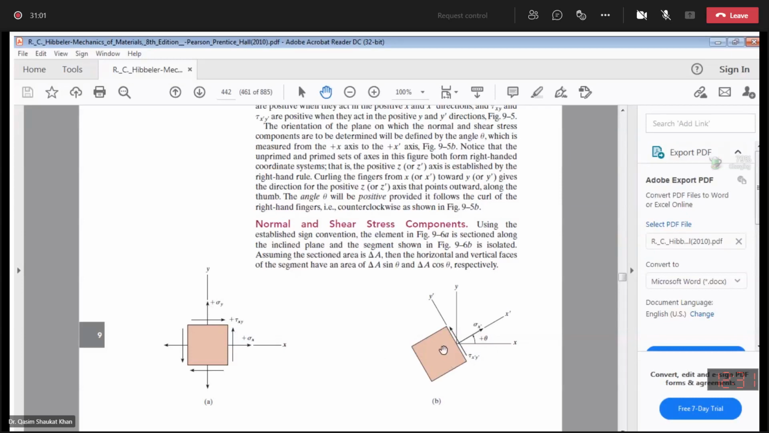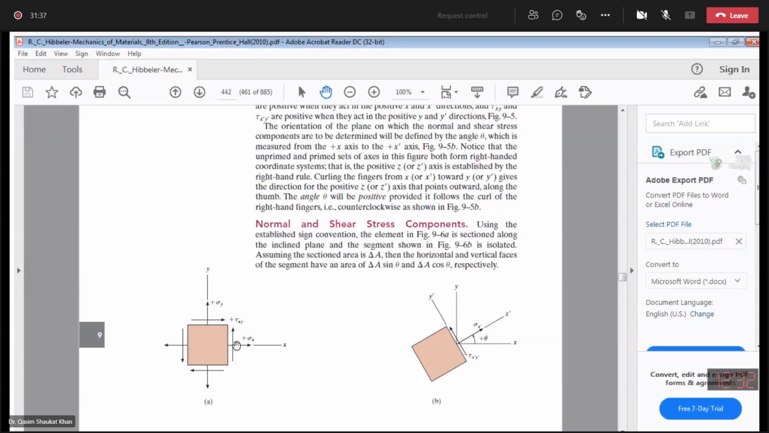Then this is now the condition which we want to study. Now you can see that your x dash axis is oriented at an angle theta with respect to x axis. Now I want to calculate normal stress about x dash axis. I want to calculate normal stress about y dash axis. I want to calculate the transformed shear stress about y dash axis.